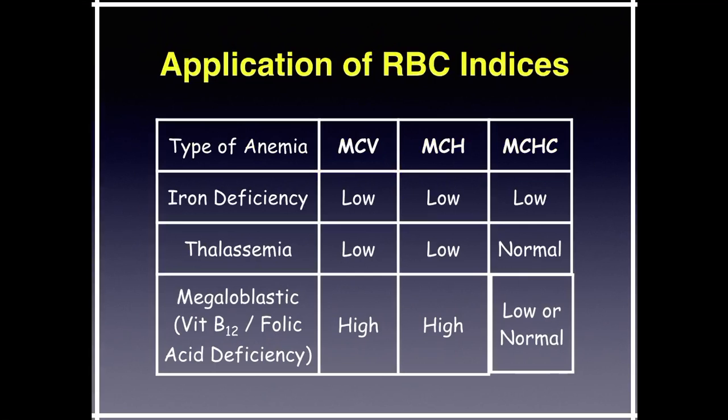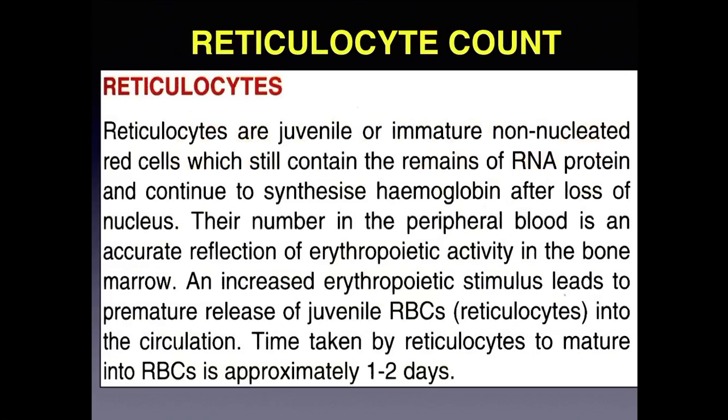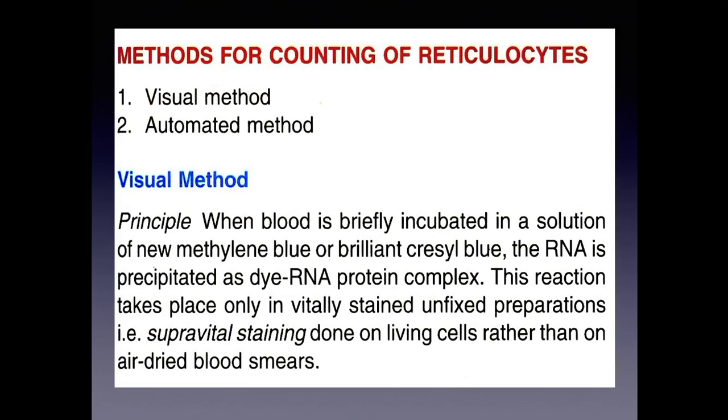That is the reason why we have to estimate the reticulocyte count. Increased erythropoietic stimulus will lead to the premature release of reticulocytes into the circulation. That is when we get to see them in increased numbers in the peripheral smear. For reticulocytes, there are two methods of estimation. One is the visual method and the second is the automated method using automated hematology analyzers.